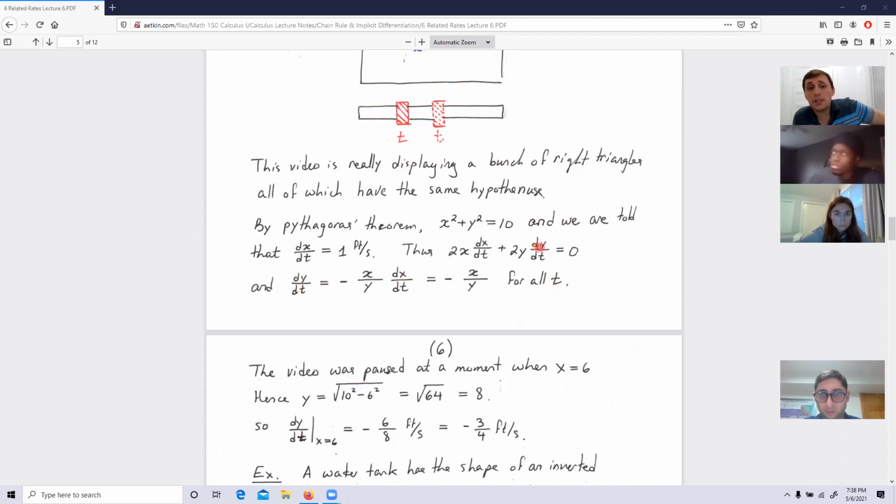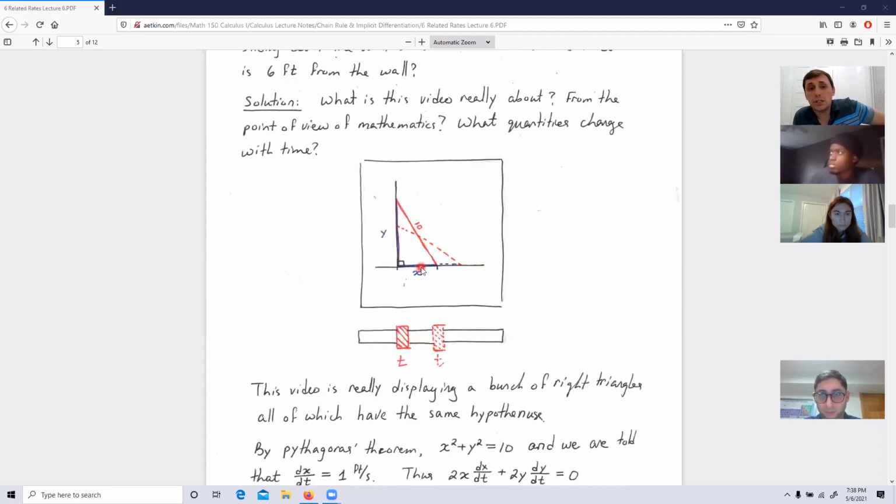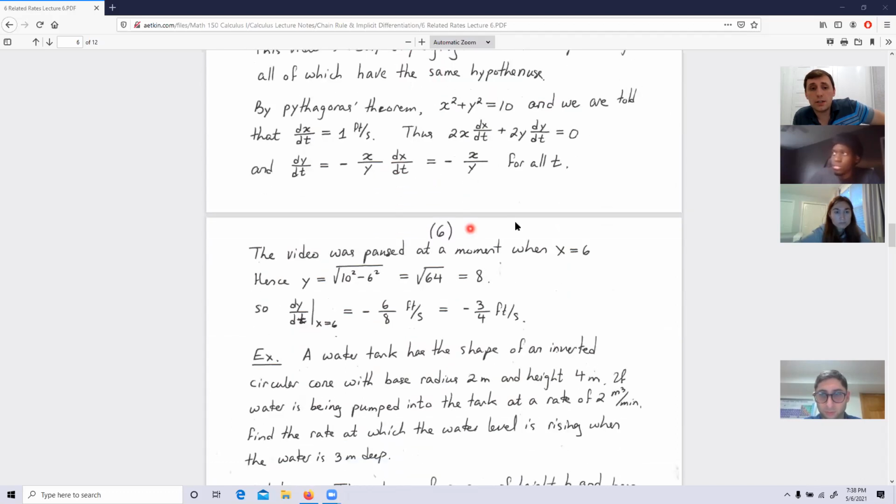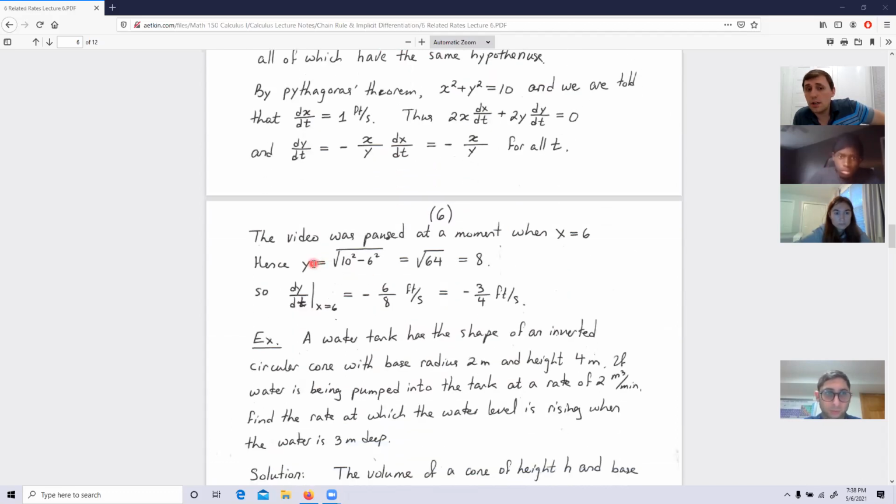Now I am in particular interested where x is equal to 6. So if x is equal to 6, I use Pythagorean theorem. So what is y? y is the root of 10 squared minus 6 squared, which is the root of 64, which is 8. So the result is minus 6 over 8. You see, x is 6, y will then be 8 by Pythagoras theorem. So it's minus 6 over 8 feet per second. And that is minus 3 over 4 feet per second. You understand?